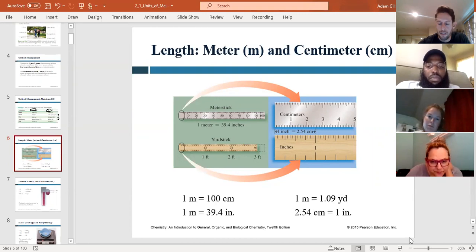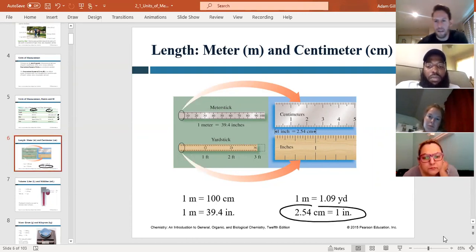And so the conversion that you guys will probably be using here is 2.54 centimeters is equivalent to 1 inch, right? So if you hold up a meter stick and a yard stick, you can see that the 1 inch mark is right at 2.54. So that's how you can convert between the English system and the metric system for distance.